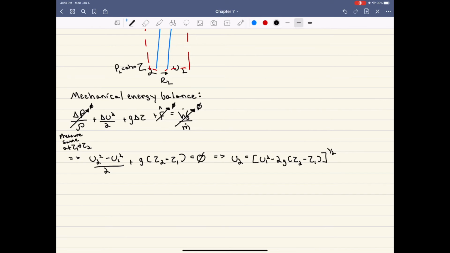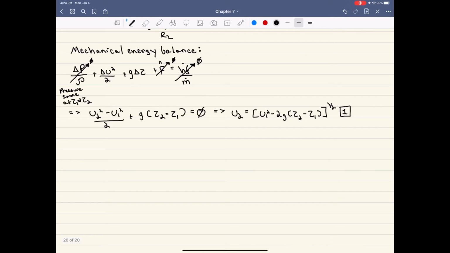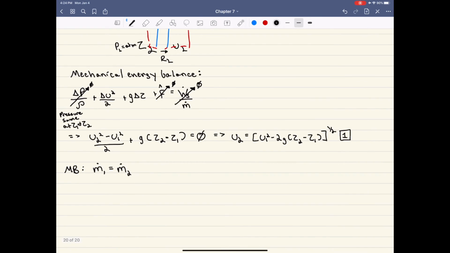Okay? And so now we have this equation, which I'll call equation 1. That's fine, but this still doesn't get to our goal, which was to find the radius in terms of Z2 and all the other variables. To get that relationship, what we're going to turn to is our material balance. From our material balance, we can say that the mass flow rate at point 1 is going to be equal to the mass flow rate at point 2.